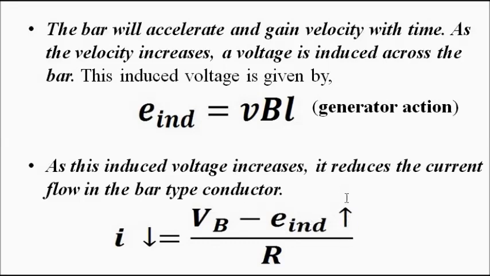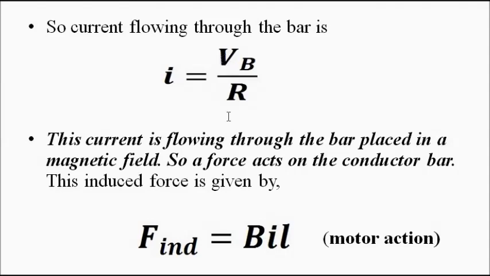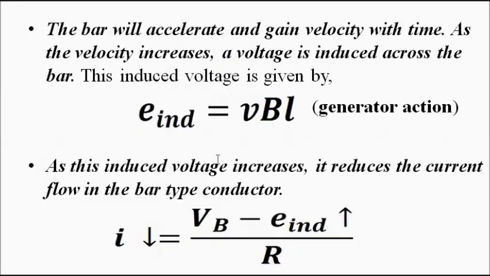And as this induced voltage increases, the current flowing through the conductor decreases as per this KVL equation. As the induced voltage increases, the current decreases with progress of time. Initially, the induced voltage was 0, that's why initially the current was VB by R, the maximum value. As the conductor starts gaining velocity, the induced voltage increases and the current starts to drop.